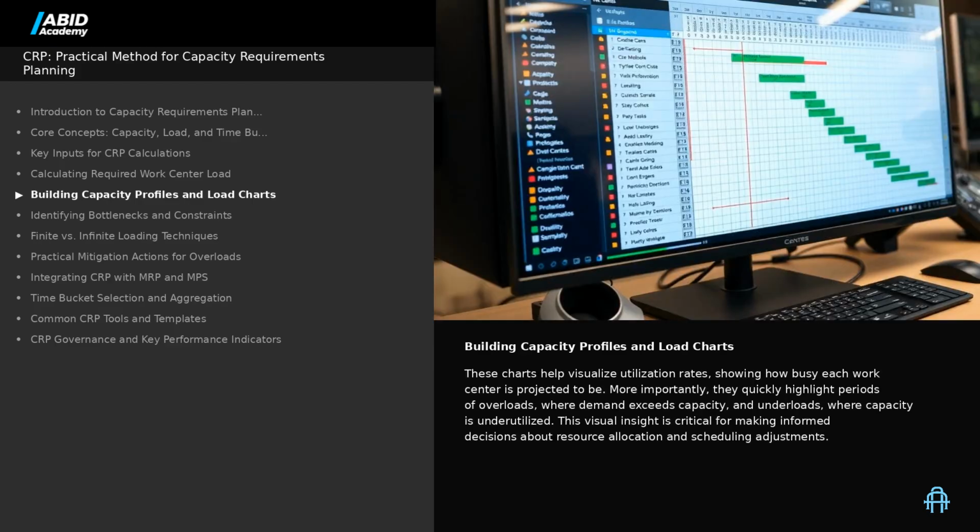These charts help visualize utilization rates, showing how busy each work center is projected to be. More importantly, they quickly highlight periods of overloads where demand exceeds capacity and underloads where capacity is underutilized. This visual insight is critical for making informed decisions about resource allocation and scheduling adjustments.